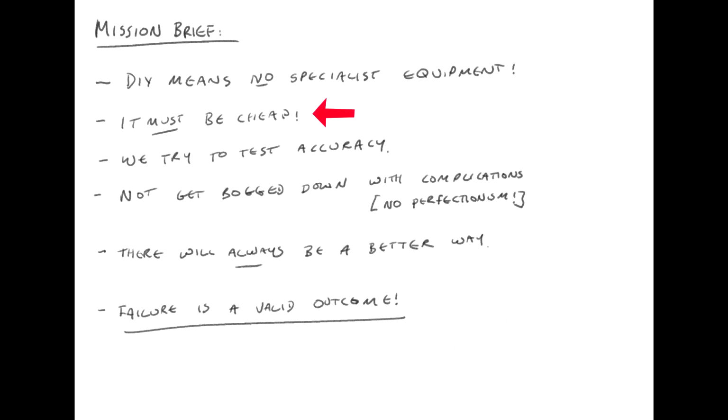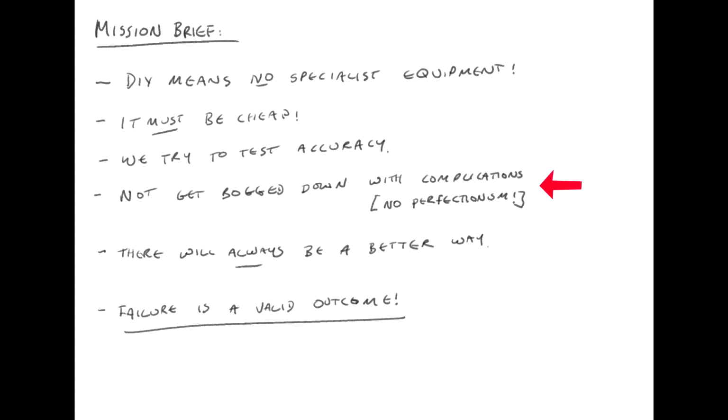Number two, cost. We don't want to spend any more than we have to. We're looking for cheap ways to do this. Number three, there's no point in making a meter if it isn't accurate or at least consistent. We're going to try and test our results against other methods or data sources if we can.